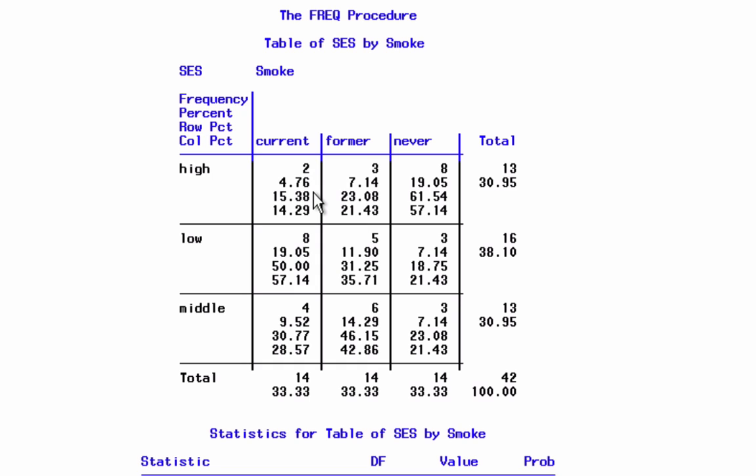The third number in the table corresponds to the row percent, and this is simply a percentage that's conditional on being in a particular row, or in the current row. Here we're talking about the row of individuals that corresponds to high SES. There are 13 of those individuals, and this is telling us that 15% of all 13 high SES individuals are current smokers. And then the column percent just switches the condition. Now it's talking about the percentage of individuals who are of high SES conditional on being a current smoker. So the denominator for that calculation is these 14 current smokers, and 14% of them are of high SES.